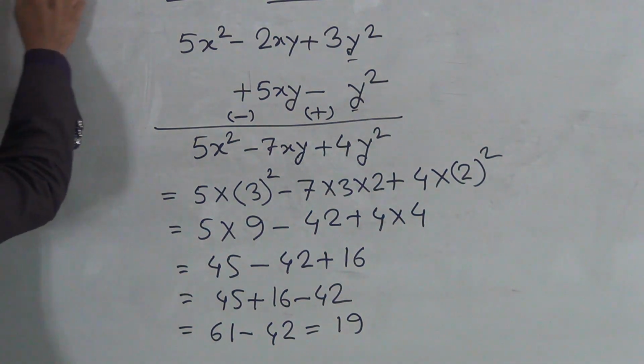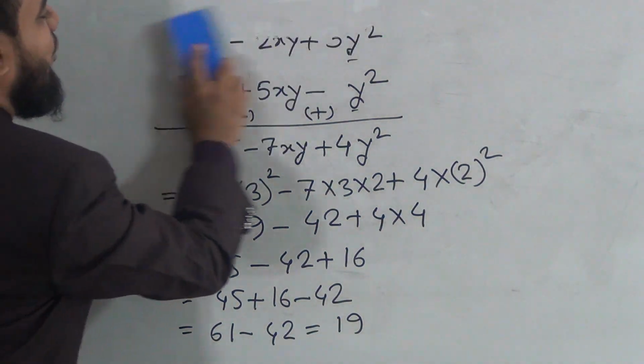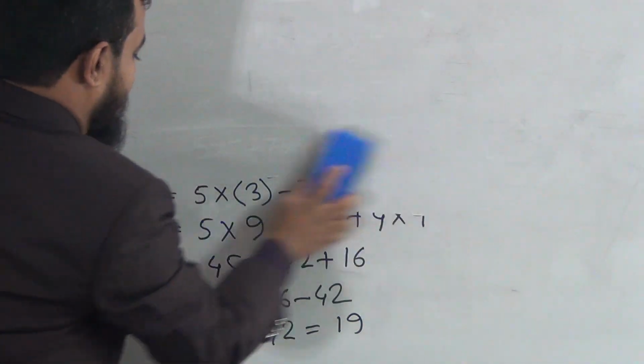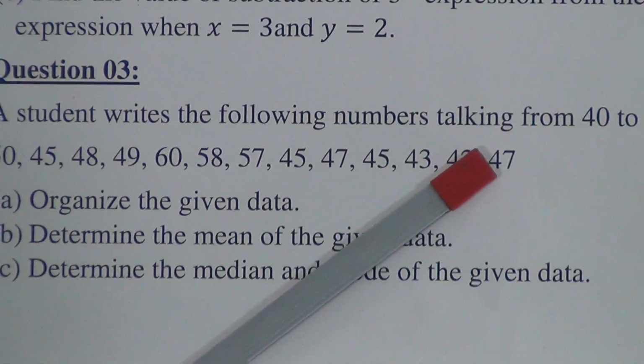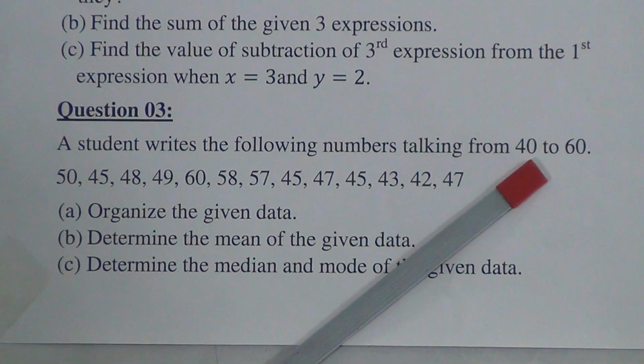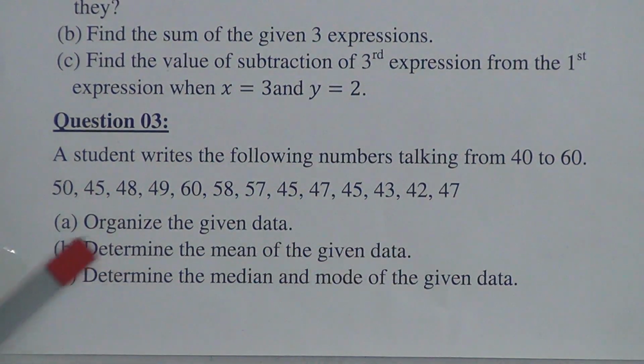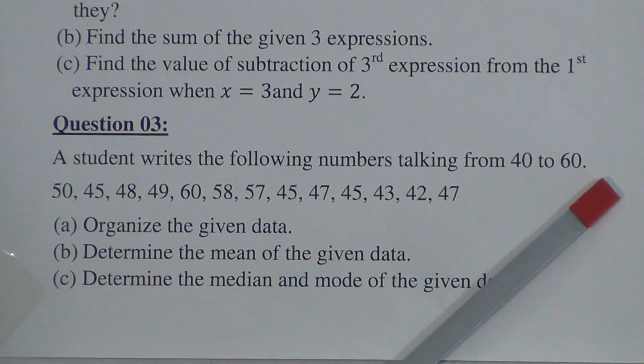I think you have understood, dear students. Now we will solve question number 3. Look, question number 3 is: a student writes the following numbers taking from 40 to 60. That means these numbers are taken from 40 to 60.